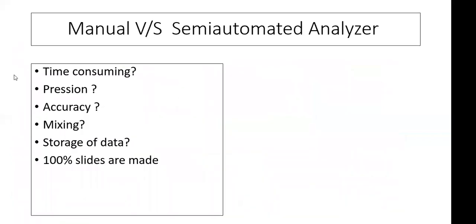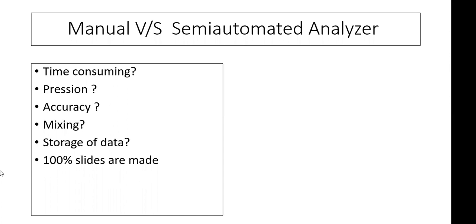Now the next part is how manual count was overtaken by semi-automated. First, you should understand that manual counting was very time consuming. There was no precision, there was no accuracy. We had to mix the samples manually with the hand. And of course, the storage of the data. We had to do all the manual work, so there were long lists of registers and files maintaining the data.